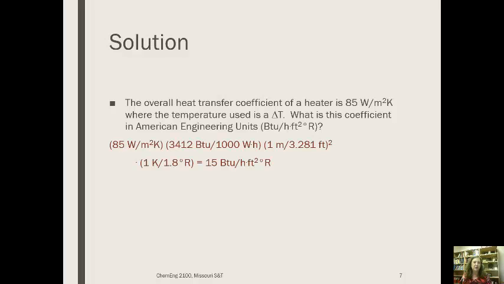And so if you play the little unit game, okay, watts to BTUs, a BTU per hour is about 0.293 watts, or roughly 1,000 watt hours. There are many versions of this that are variations here. Meters to feet, square that. And then a Kelvin is 1.8 degrees R, or a degree C is 1.8 degrees Fahrenheit. And so this 85 watts per meter square Kelvin is 15 BTUs per hour foot square degrees R.